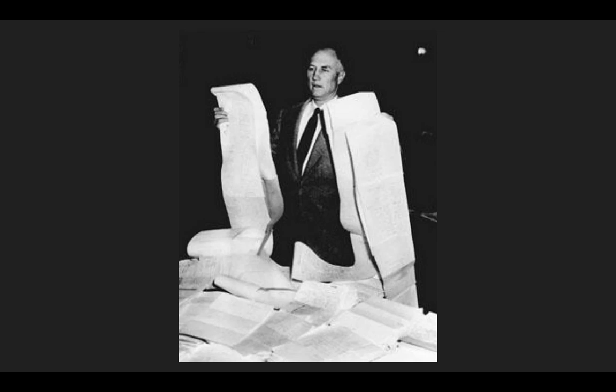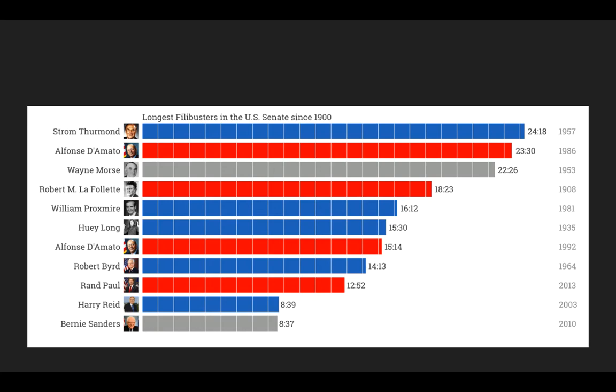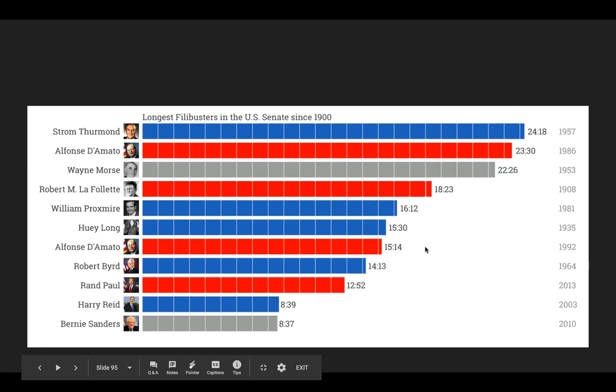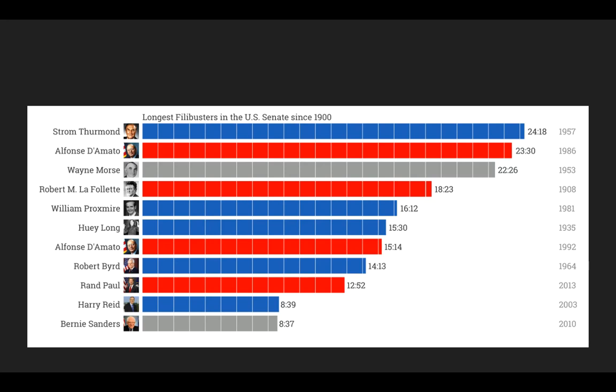Now, Strom Thurmond, at one point, did a filibuster that lasted for 24 hours and 18 minutes in his attempt to stall the Civil Rights Act of 1957. There have been many other long filibusters, but that's the longest. Huey Long had a famous filibuster. He spoke for over 15 hours in 1935. During his filibuster, he actually read from the Washington Telephone Directory, and he also gave recipes.